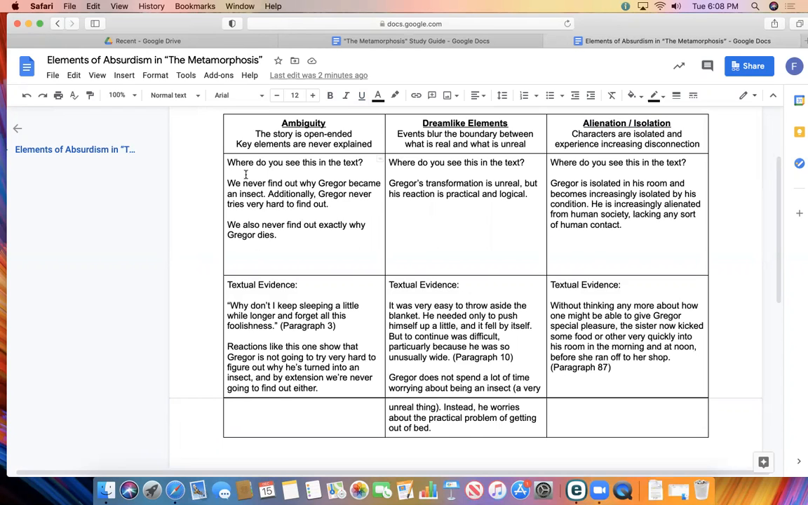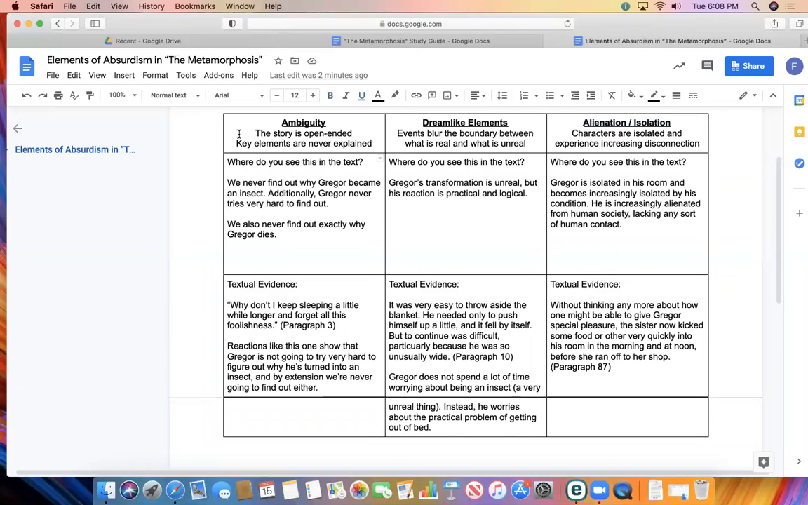I'm not going to spend too much time talking about ambiguity. This should be in your notes already. But we talked about how we never really find out why Gregor is an insect. And Gregor really doesn't try very hard to find out either. So we know that we're not going to get that information from him. Another question you could have had, by the way, is that we never find out exactly how Gregor dies.